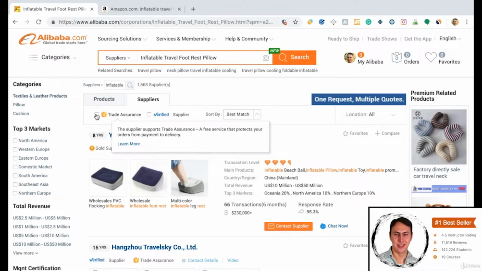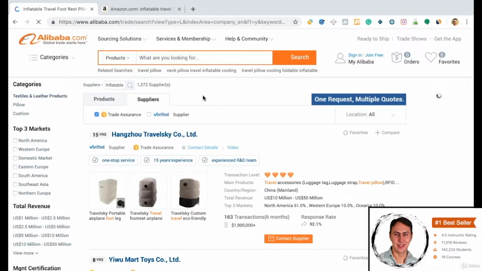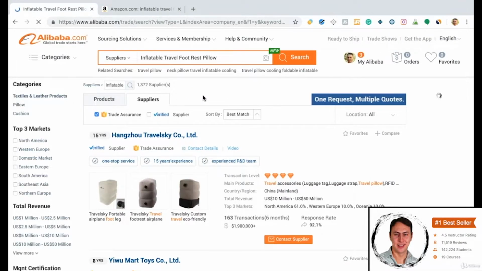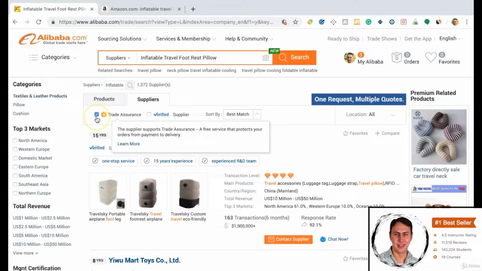We prefer trade assurance to contact suppliers who accept making a deal on Alibaba. This is the first one that we choose. Trade assurance is a vital criterion. You should talk to suppliers who firmly accept this to avoid problems in the next stage. There were almost 1,600 users. After we click trade assurance, it has decreased to 1372.